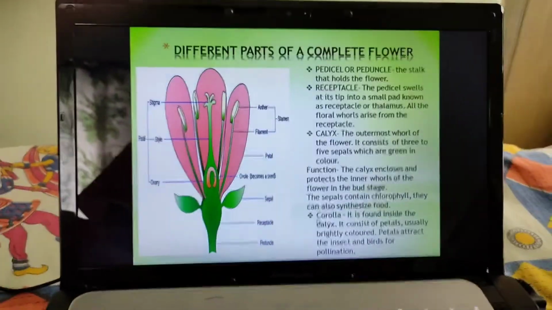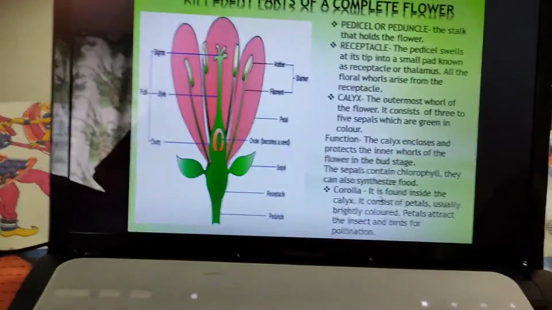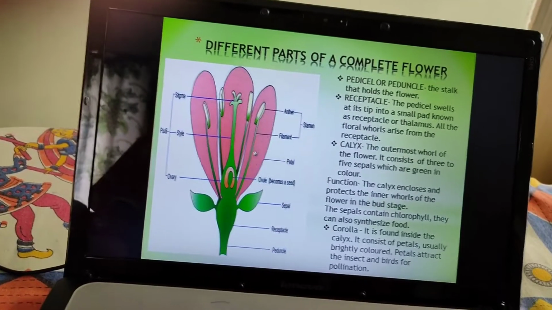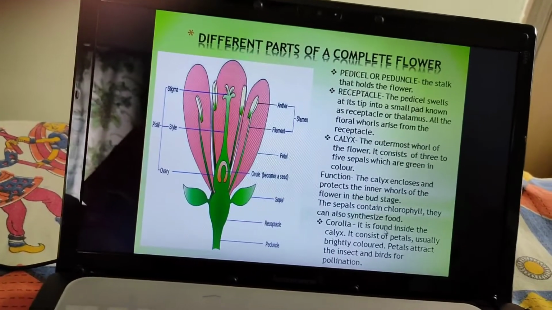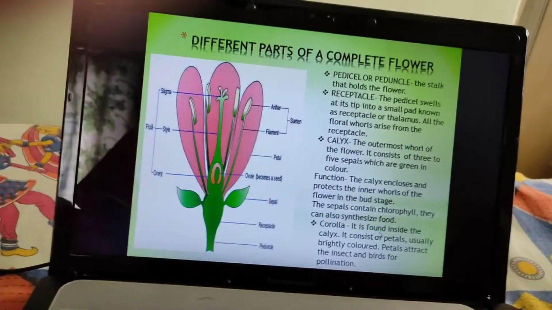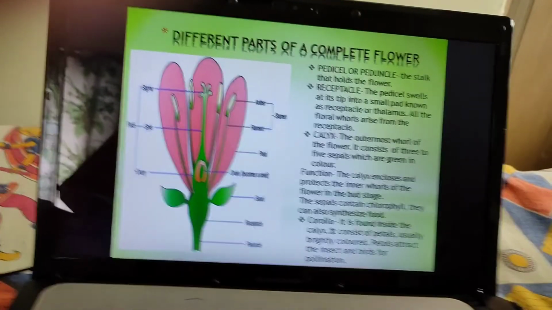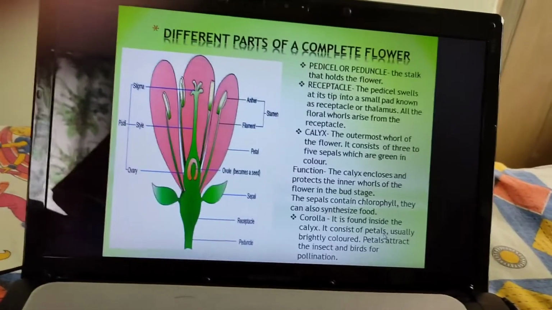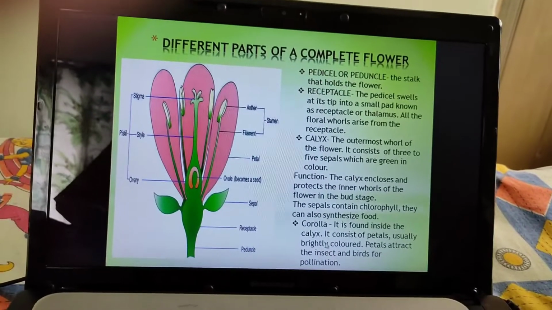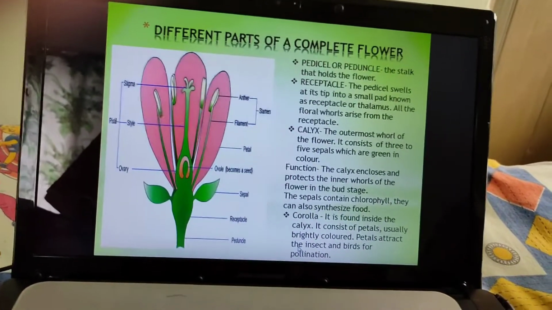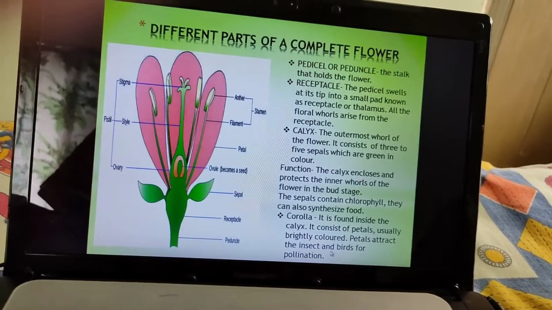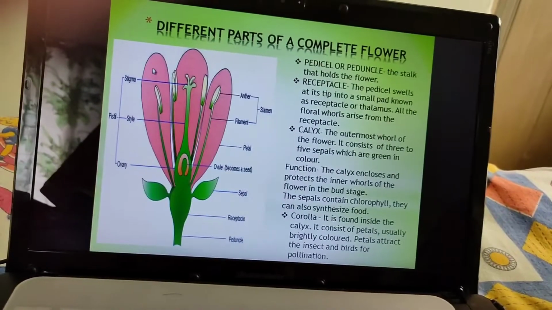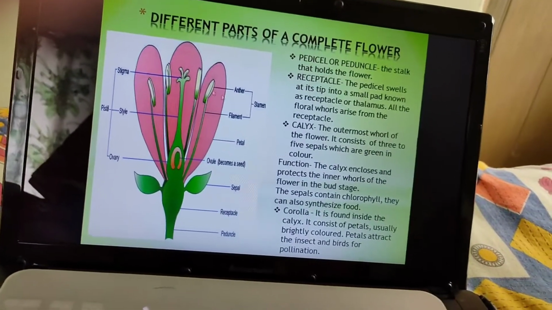Next, know about the corolla. The corolla is the most colorful part of the flower. In different flowers, it is found in different colors due to some pigment. Chlorophyll is absent in the corolla. It is found inside the calyx. It consists of petals, usually brightly colored. Petals attract insects and birds for pollination. The unit of the corolla is known as the petal.